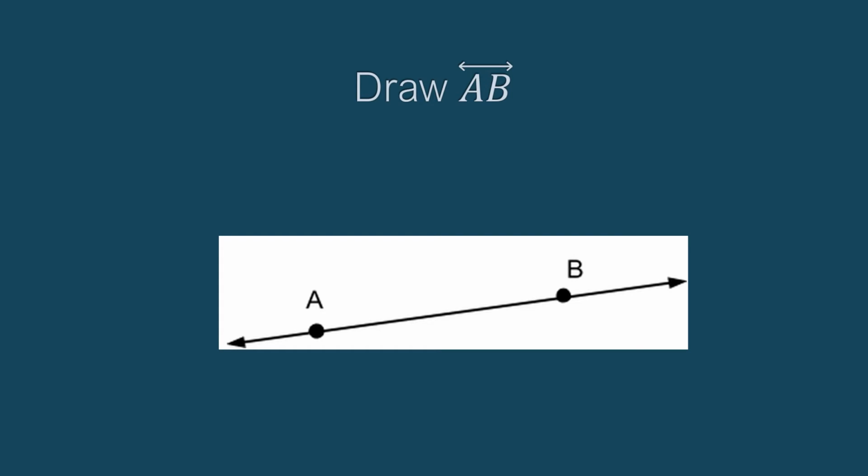So draw line AB would be your next one. And again, you can pause this and then take your time and get it, and then look at the answer, which will be next here. So again, you have to have your arrows going in both directions and you have to have your points there.